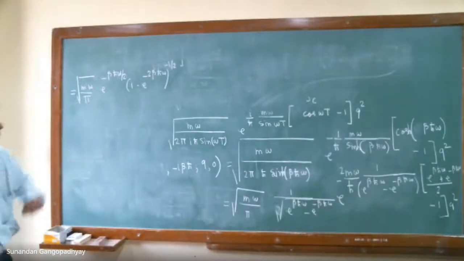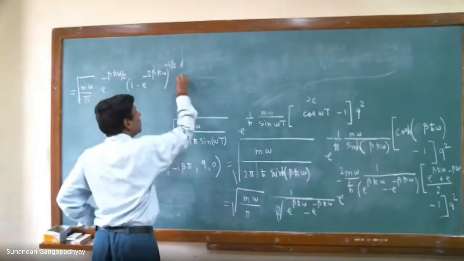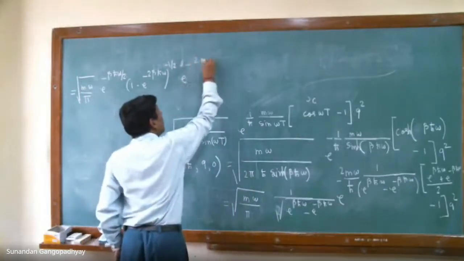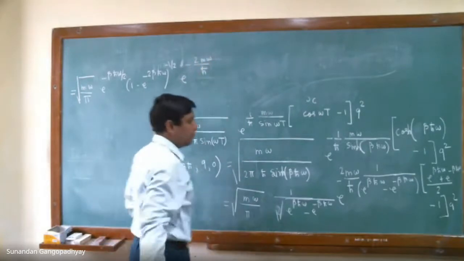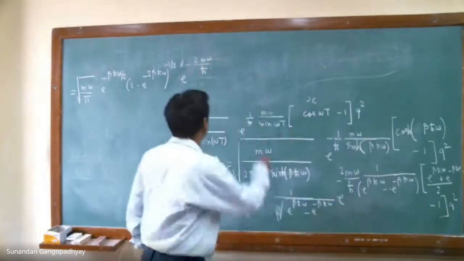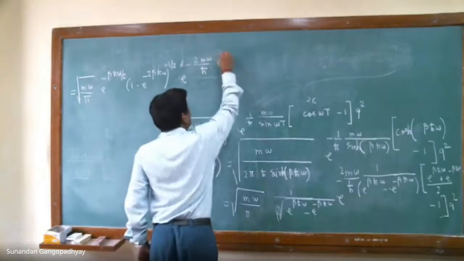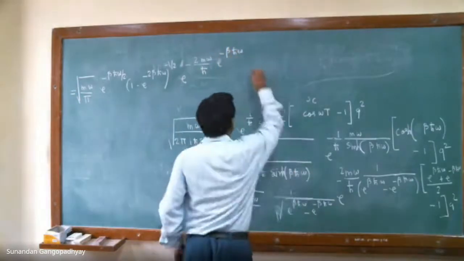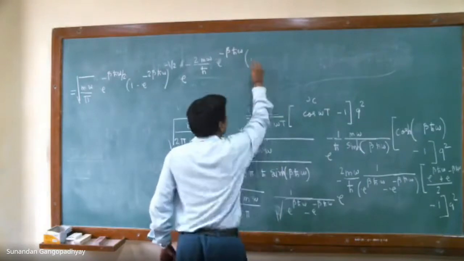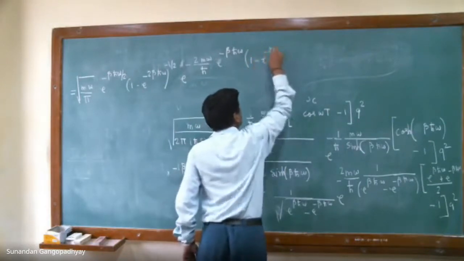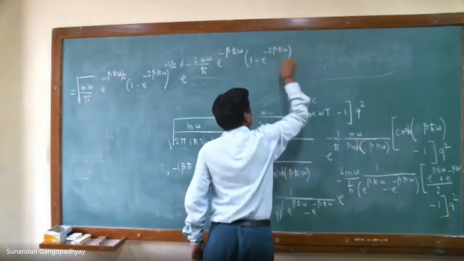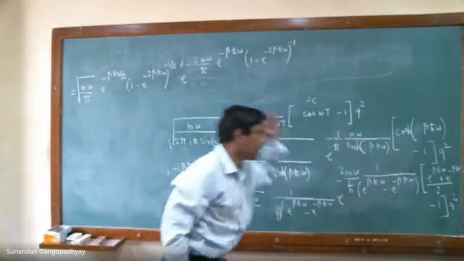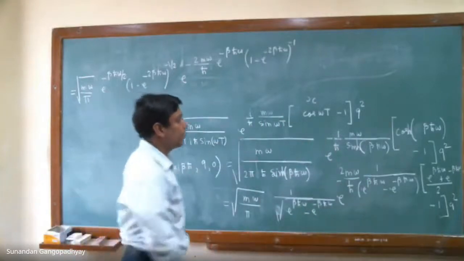And similarly, you can play the same game there also in that exponential factor. That will become minus 2 m omega by h bar. And here also you can do it. You can take it out. This will become e to the power of minus beta h bar omega into 1 minus 2 beta omega, to the power of minus 1. So this is about this factor.